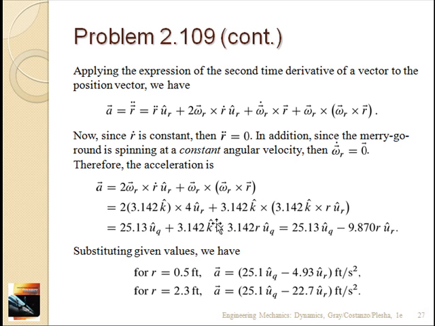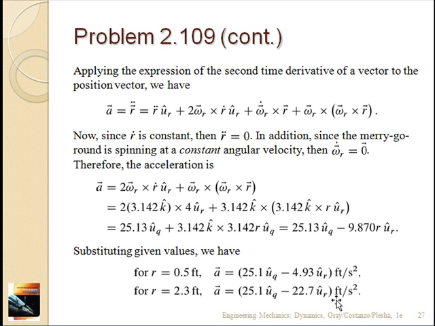Here we leave the first omega there, and we do this cross product here. K hat crossed with u_r hat is u_q hat, and then k hat crossed with u_q hat is minus u_r hat. Okay, so then the magnitude is 9.87 times r, and then it's u_r hat. So this is the acceleration vector. For different values of r, we plug it in, we get accelerations. So at half a foot, we get this. At 2.3 feet, we get this.